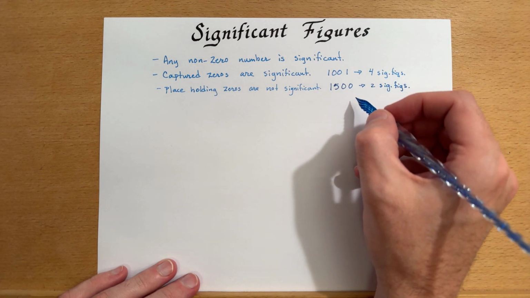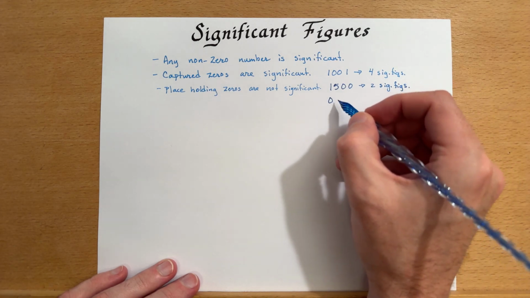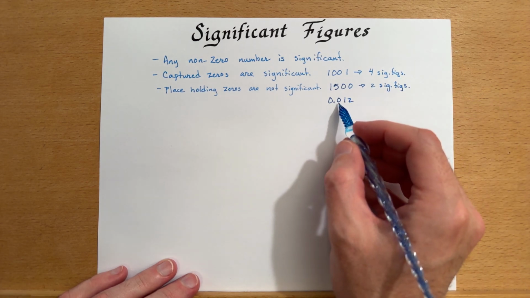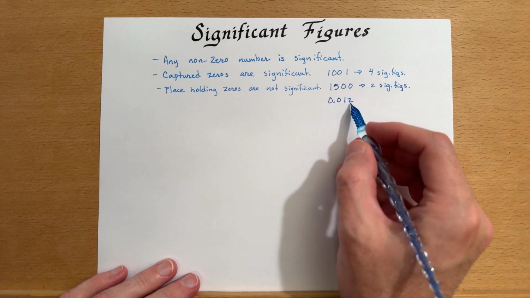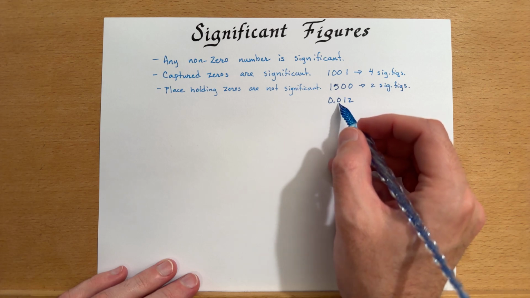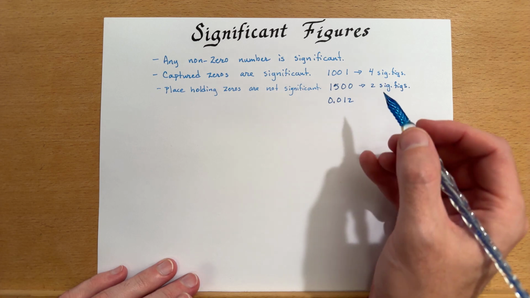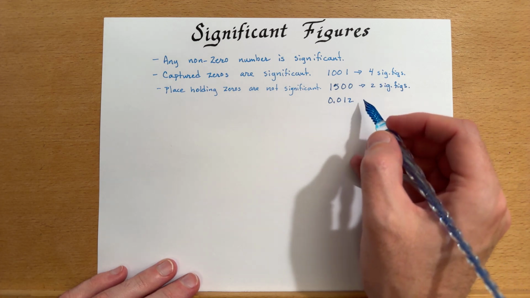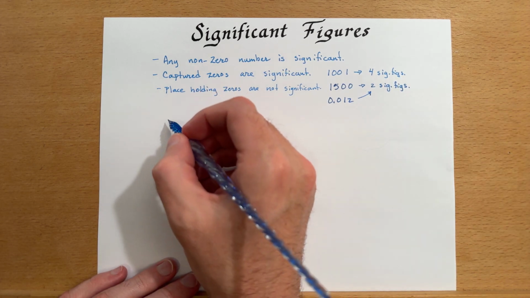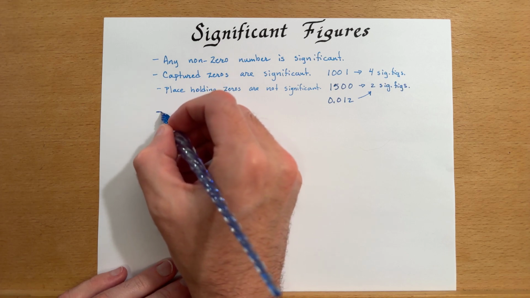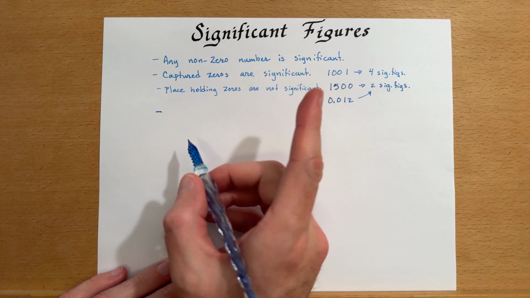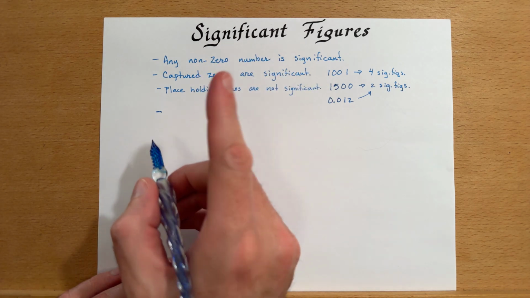Another example of this would be 0.012. These 2 zeros that are in front are placeholders. So they are not significant, but the 1 and 2 are. And so this also has 2 significant figures. Now, if there is a zero after a decimal point and a number, those are significant.